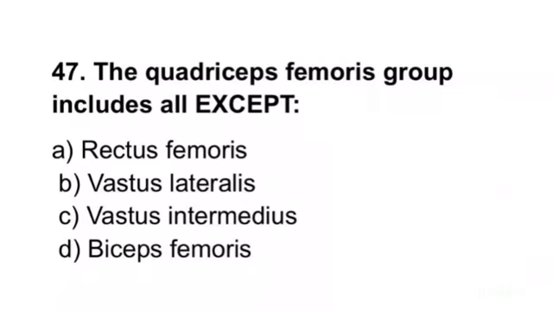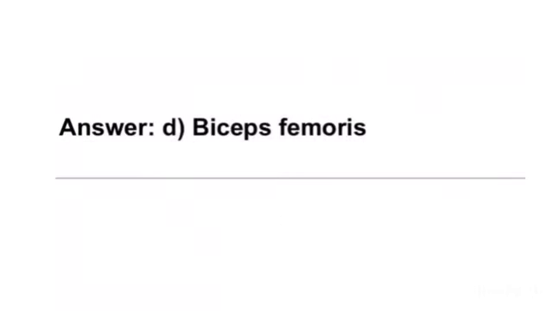47. The quadriceps femoris group includes all except A. Rectus femoris. B. Vastus lateralis. C. Vastus intermedius. D. Biceps femoris. Answer, D. Biceps femoris.